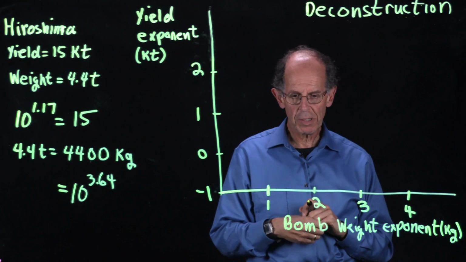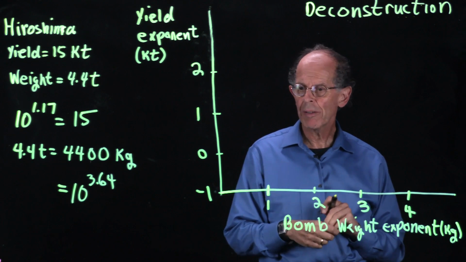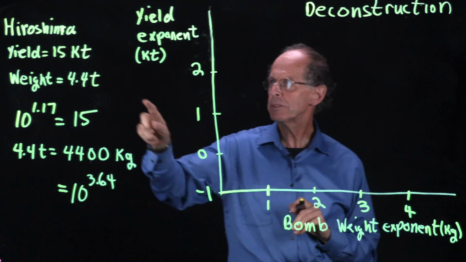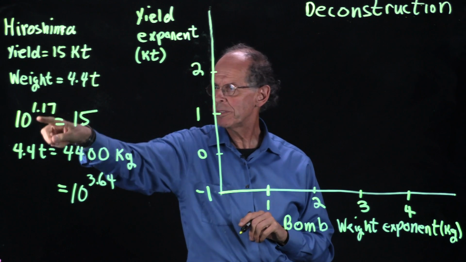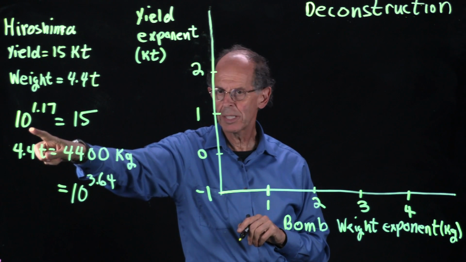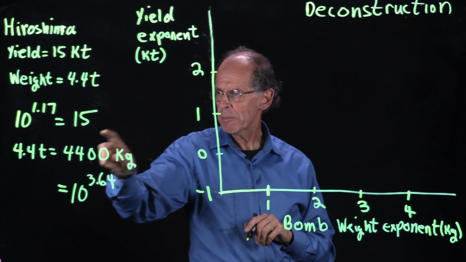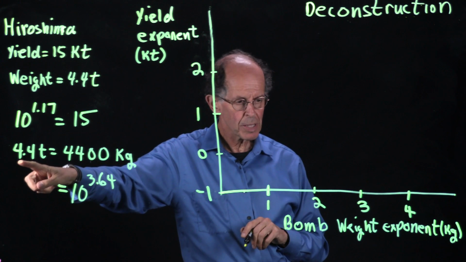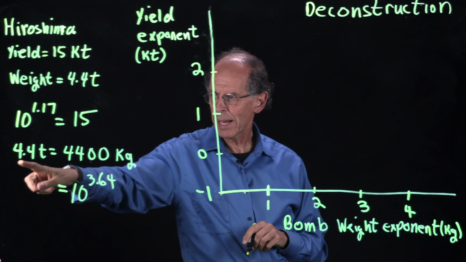Let's first of all look at where we place Hiroshima now on this graph. Well, Hiroshima is 15 kilotons. We can write 15 as 10 to the power of 1.17. That's going to put us just above 1 as before. But now we're also using the bomb weight exponent in kilograms along the horizontal axis.